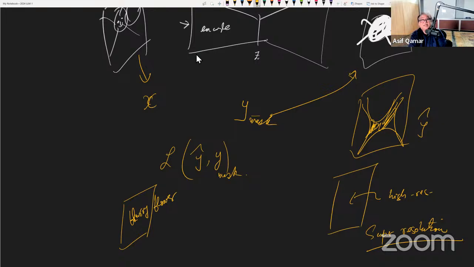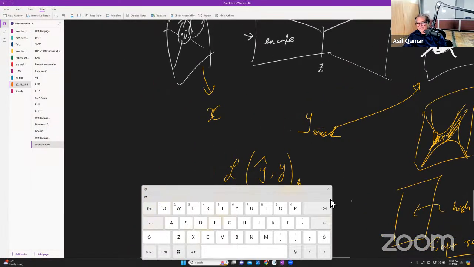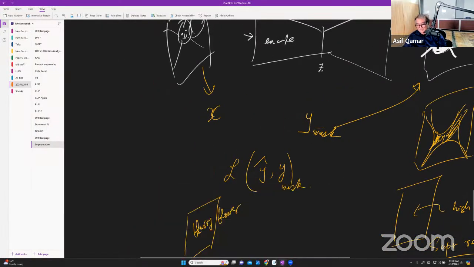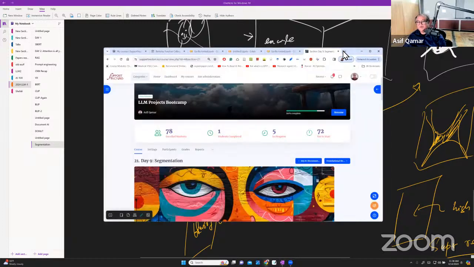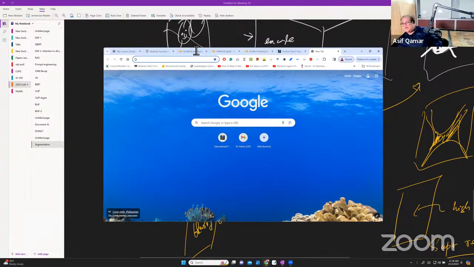DALL-E 2, and Stable Diffusion and Midjourney. How many of you have played with any of these? Or gone to just ChatGPT and said, give me a picture of something. Actually, let's try. Let's see how good or bad it is today. Just for a diversion, let's go to ChatGPT. Anybody would like to go to ChatGPT and... let me try that. Let's see how well it does today.